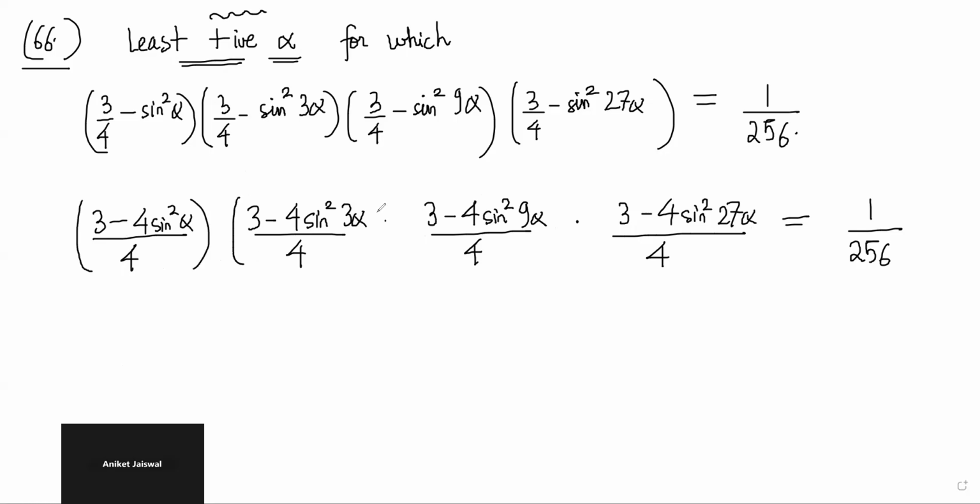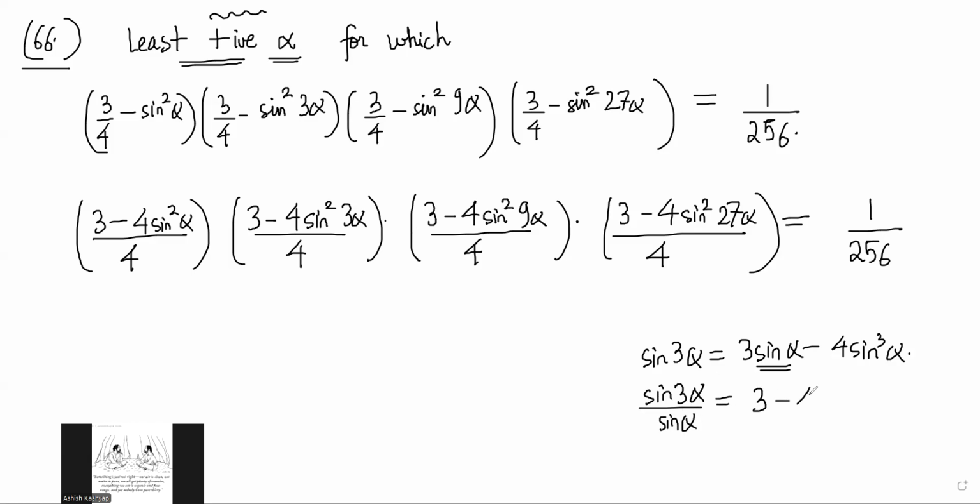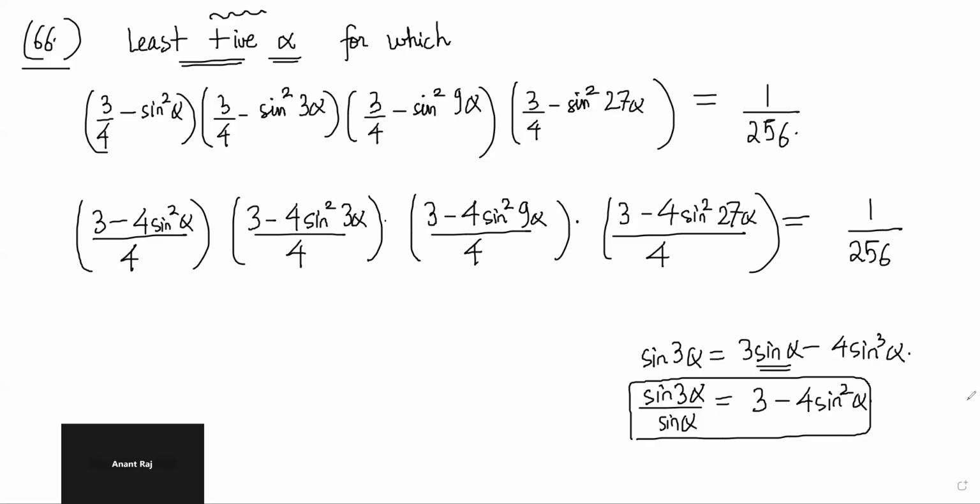Sir, if we get 3 sine alpha minus 4 sine cube alpha, we get sine 3 alpha. The formula is sine 3 alpha is 3 sine alpha minus 4 sine cube alpha, right? So notice that if I had taken sine alpha common here, I will get what? Sine 3 alpha by sine alpha. Is everyone understanding what I'm saying right now? Yes, sir.